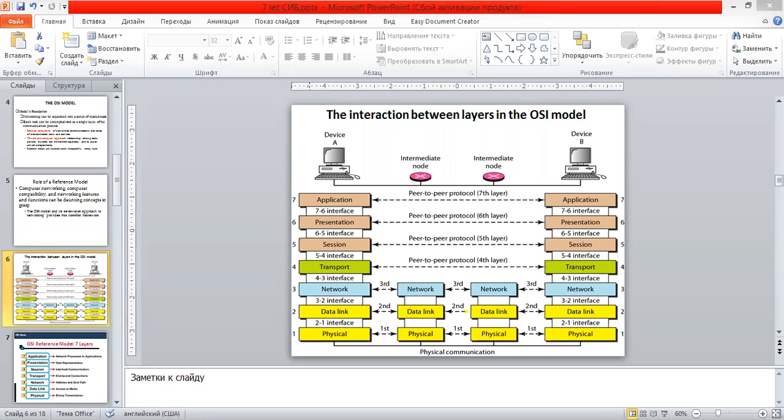Encapsulation process adds headers to allow successful delivery of each layer's payload. And decapsulation strips header information on the way up. No layer can pass information directly to its peer counterpart except for the physical layer.